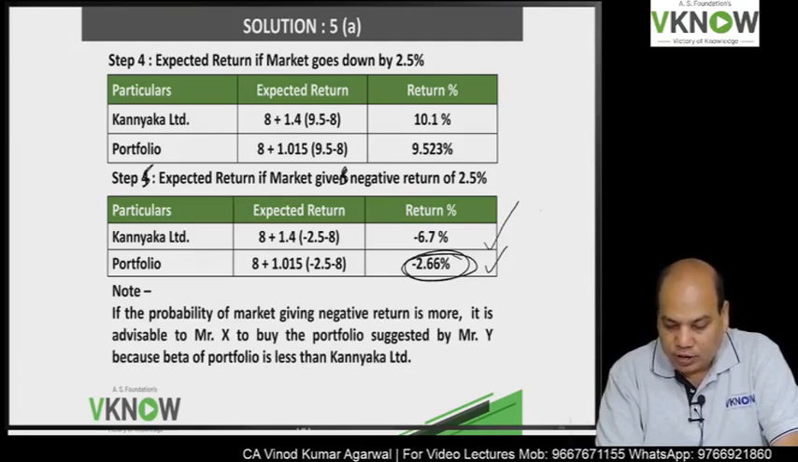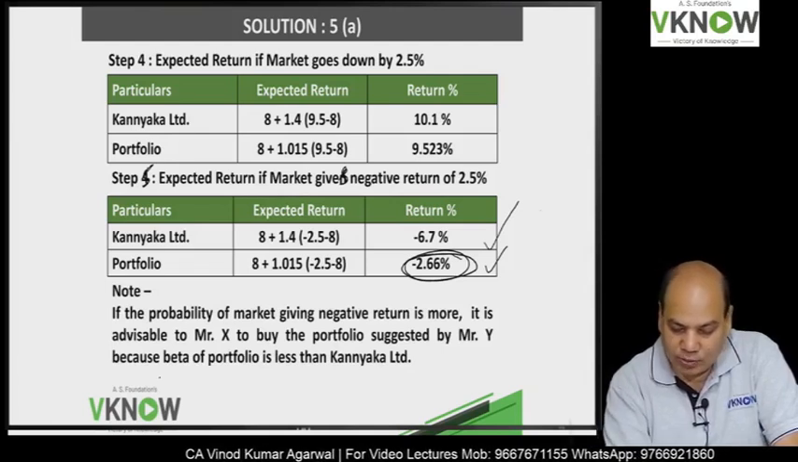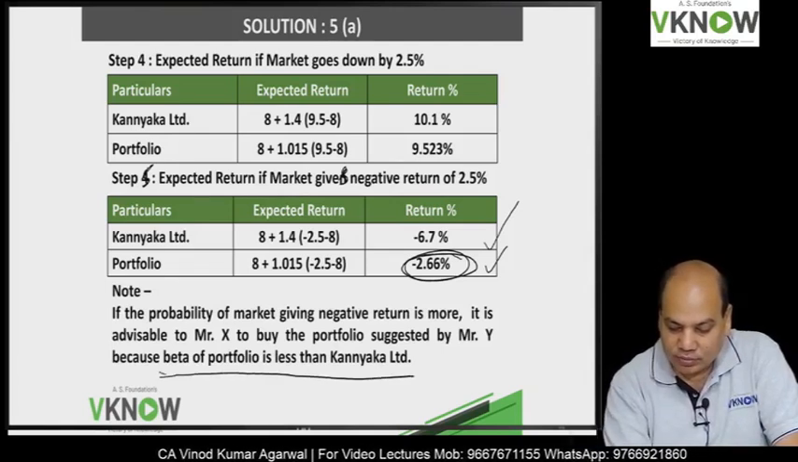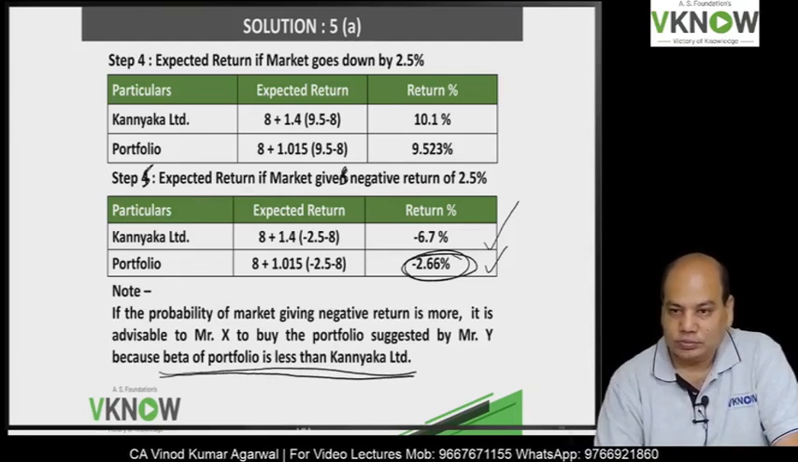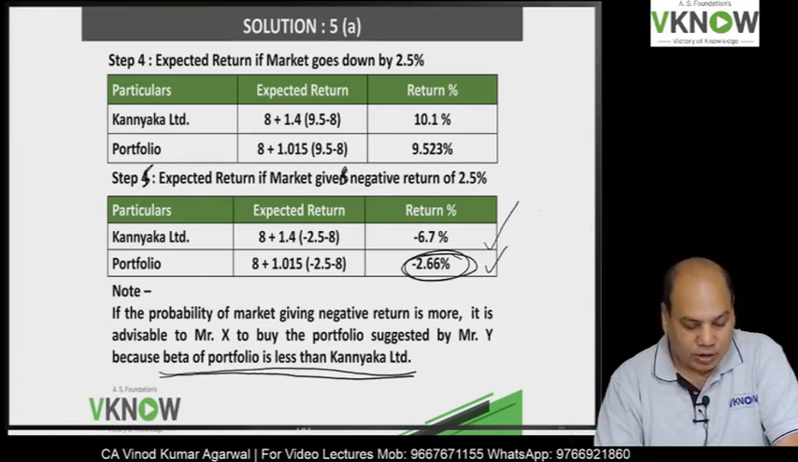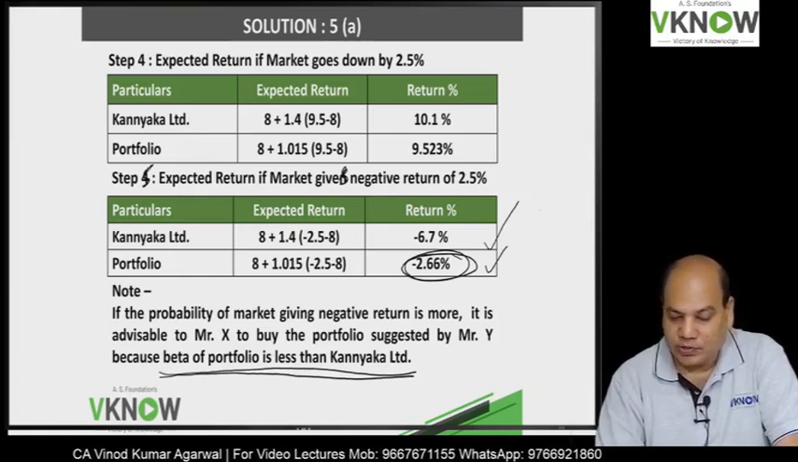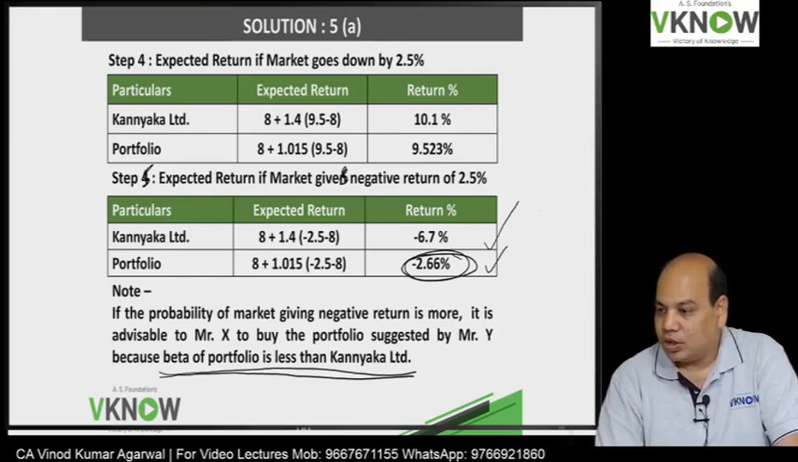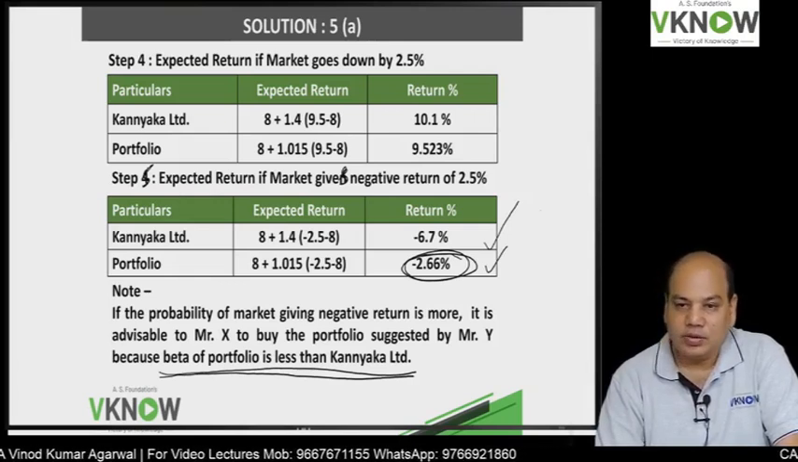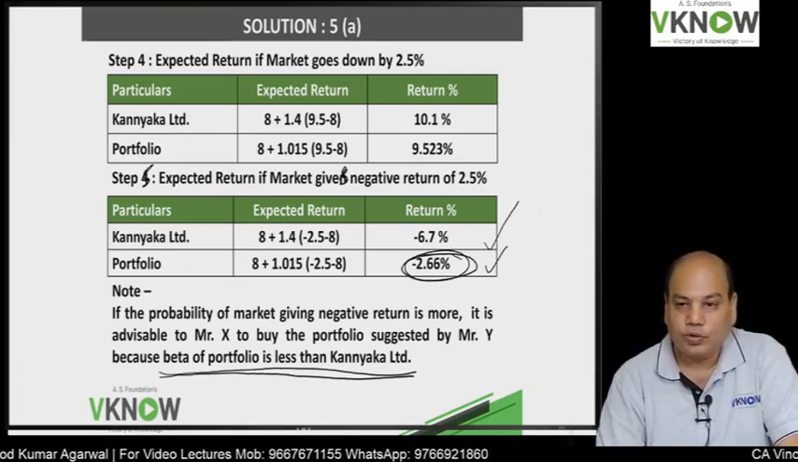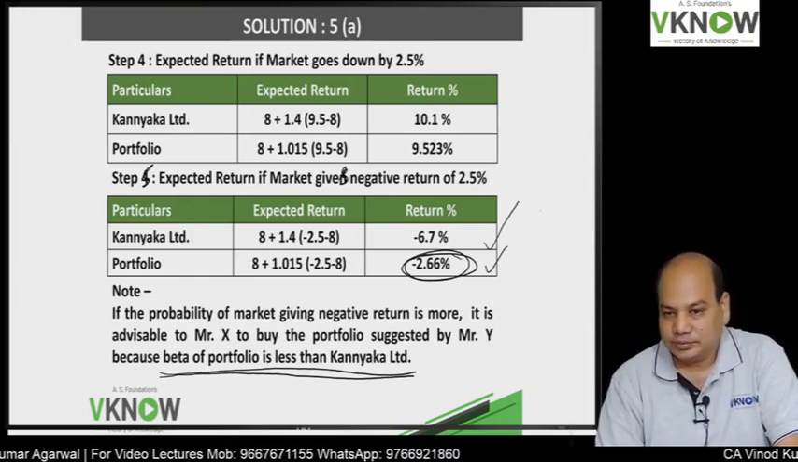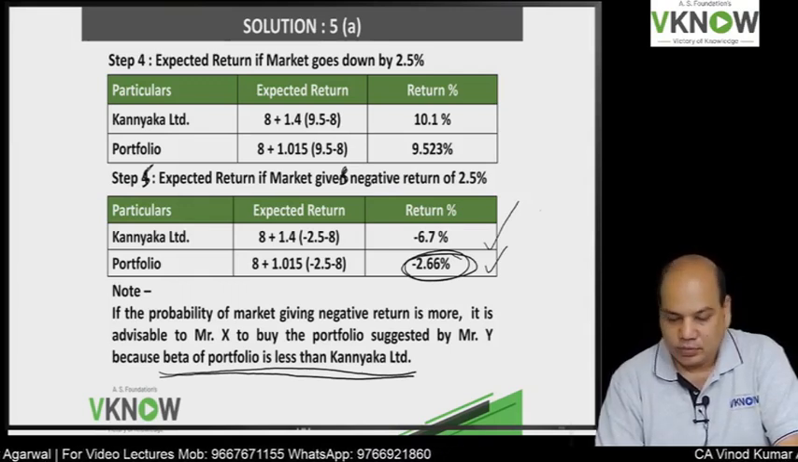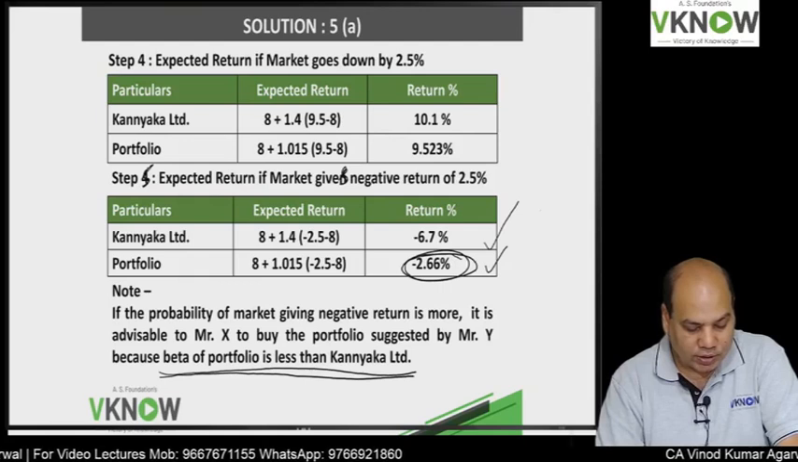And the reason for that is beta of the portfolio is less. It will be less volatile compared to the stock. When there is a possibility that prices will fall, it is better to have investment in stock or portfolio with lower beta. Okay. Write down the note and conclude the answer.